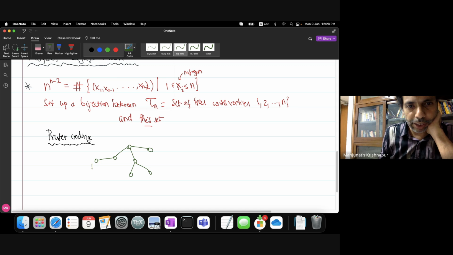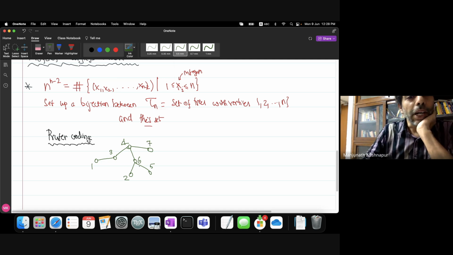So maybe the vertices are labeled 1, 2, 3, 4, 5, 6, and 7. Okay. So I want to convert this into a sequence. So this is the proof for coding. Okay. So into a sequence.